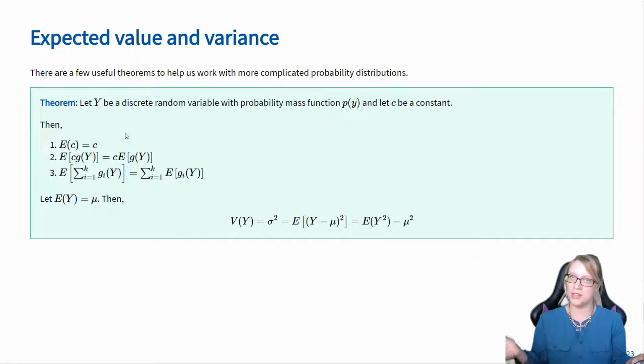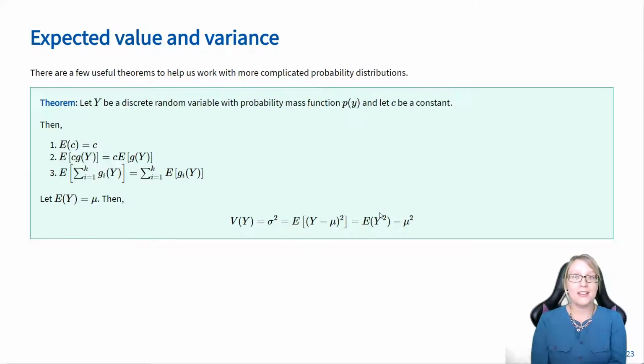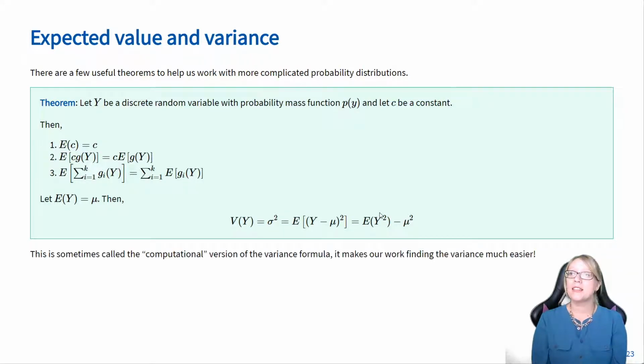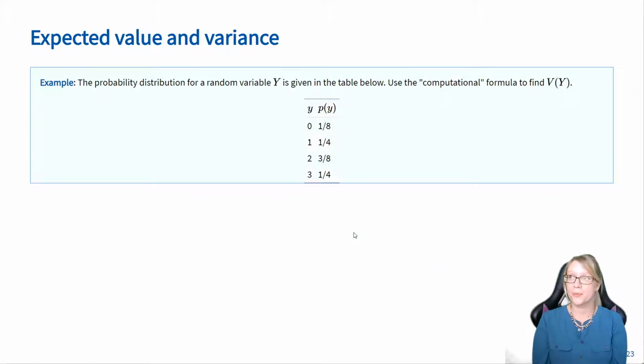So we can distribute sums across these expected values. Here's one more result that turns out to be incredibly useful for us. I'm going to let mu represent the expected value of y, just to simplify the notation a little bit. Then it turns out that the variance can be written like this. The variance is the expected value of y squared minus mu quantity squared. This is known as the computational version of the variance formula. The reason for that is this form is a little simpler to compute by hand than this form.